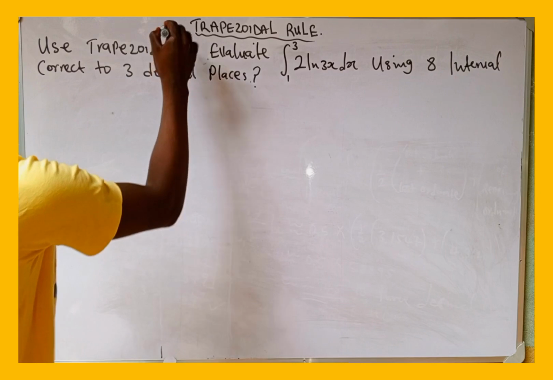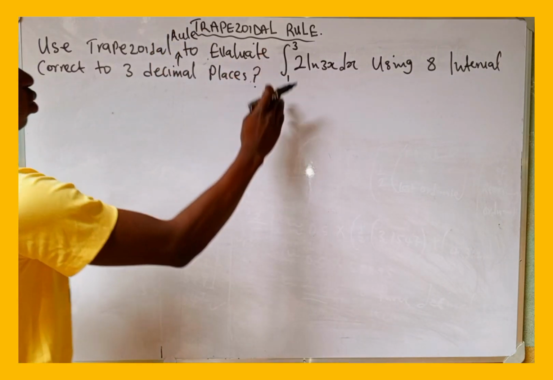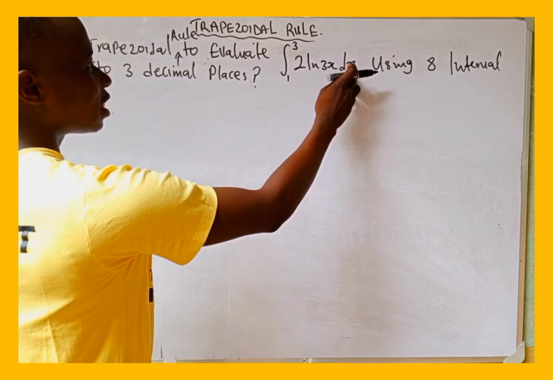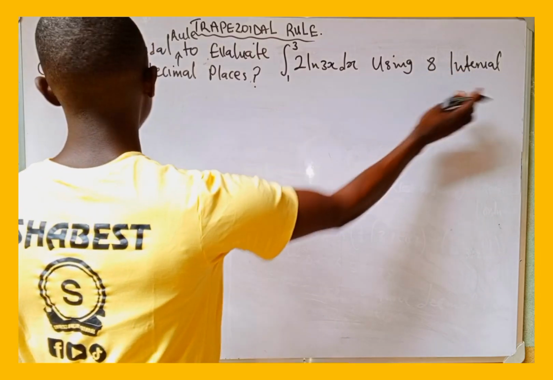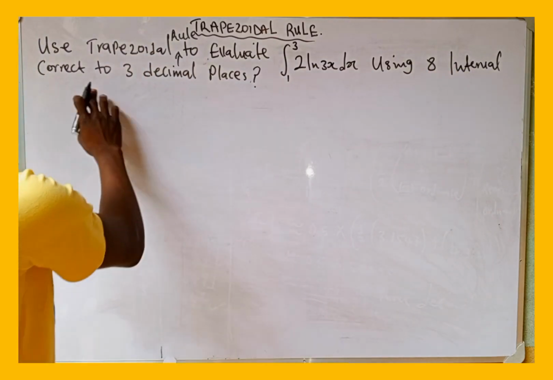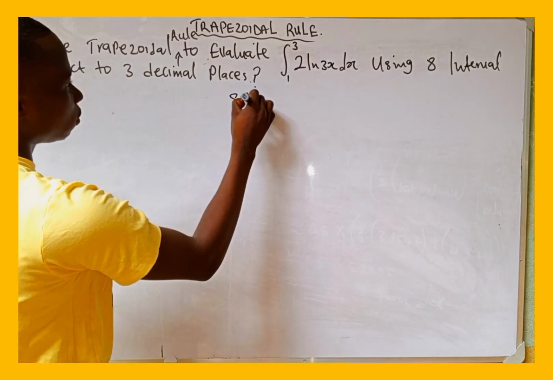So the question on the board read, use trapezoidal rule to evaluate the integral of 2 ln 3x dx, and the limit is from 1 to 3 using 8 intervals, and we're asked to correct our answer to 3 decimal places. So let's get started. Solution.